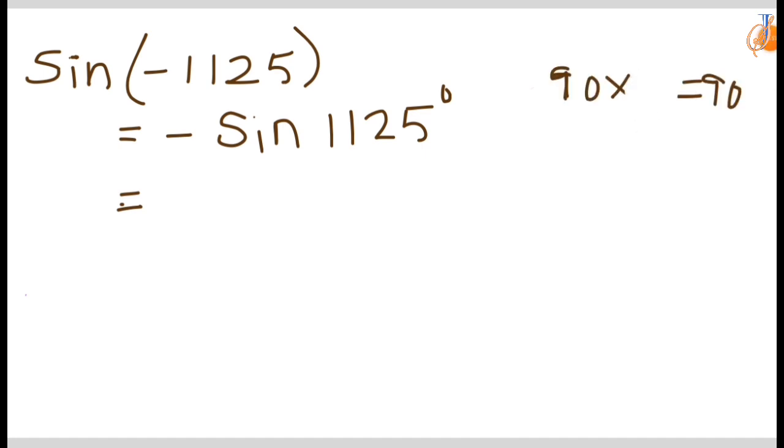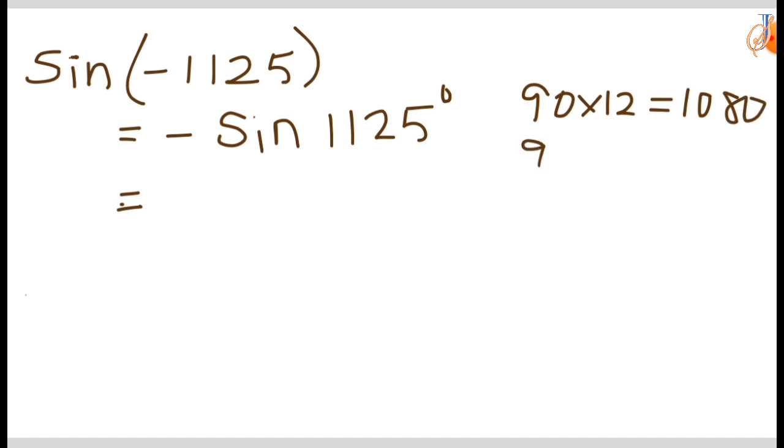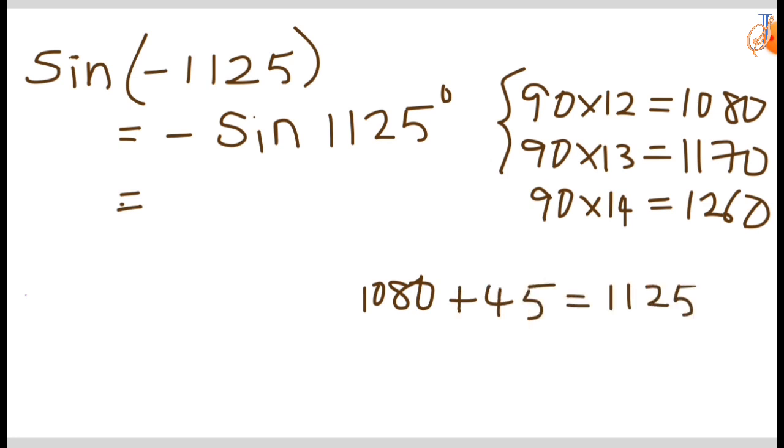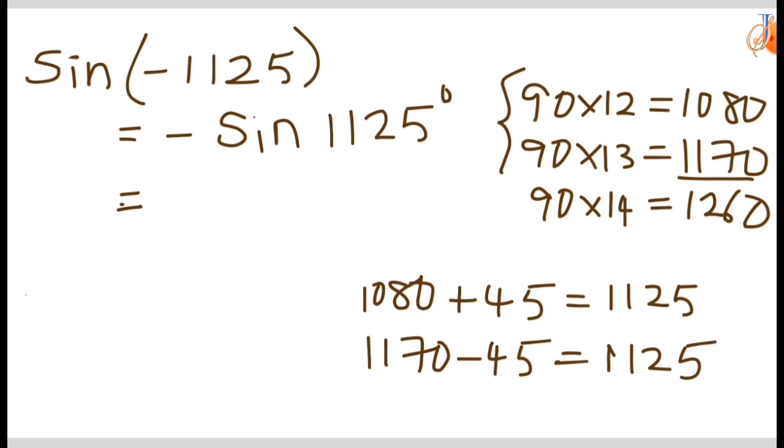90 times 12 is 1080. 90 times 13 is 1170. 90 times 14 is 1260. So that means the angle lies in between 1080 and 1170. For this 1080, if you add 45, you will get 1125, isn't it? And if you take 1170 and subtract 45, you will get 1125. So in this case, you can take any one. Let's take the positive one first, and then second you take the negative one. You will check both cases.